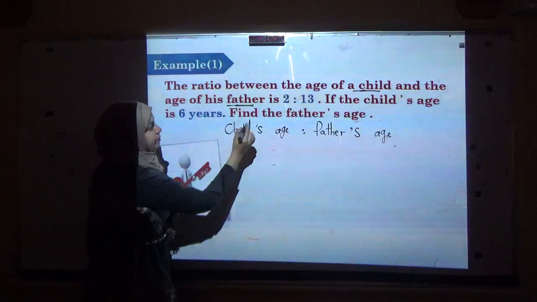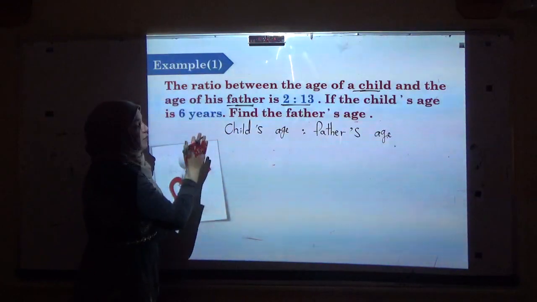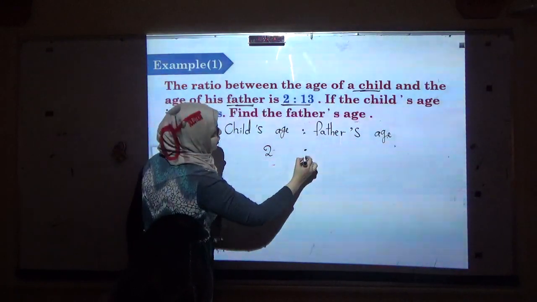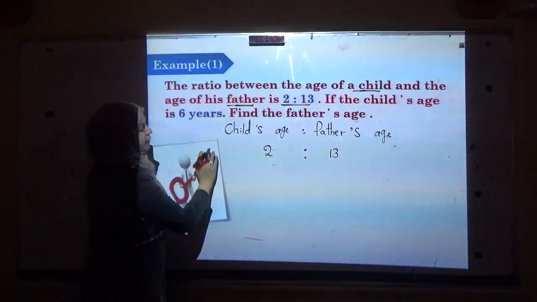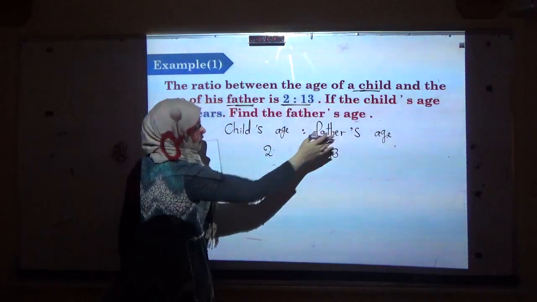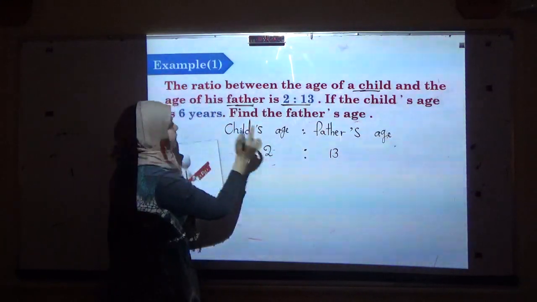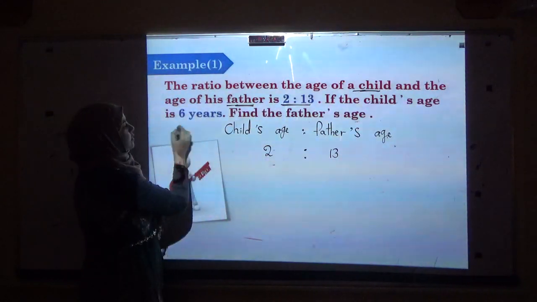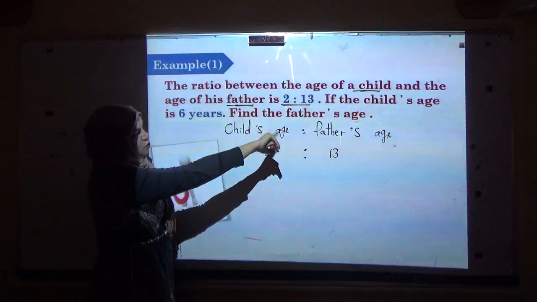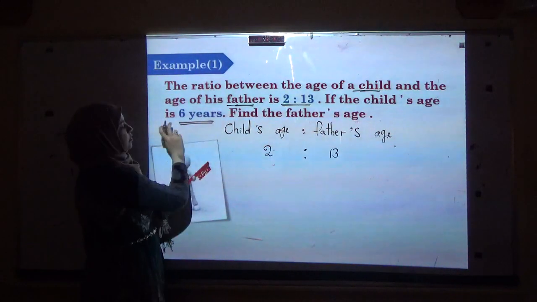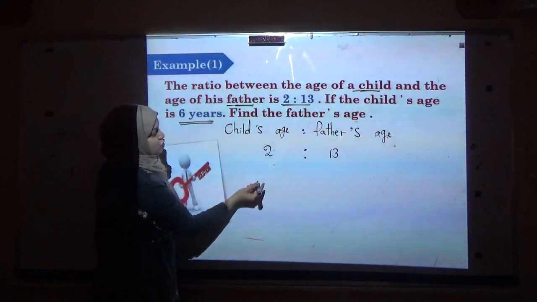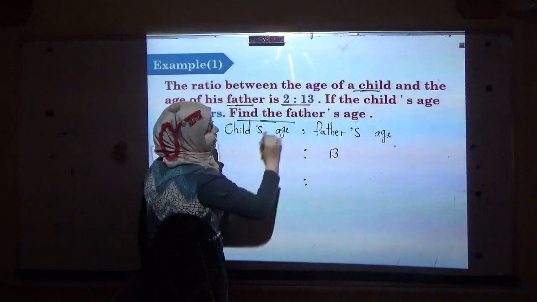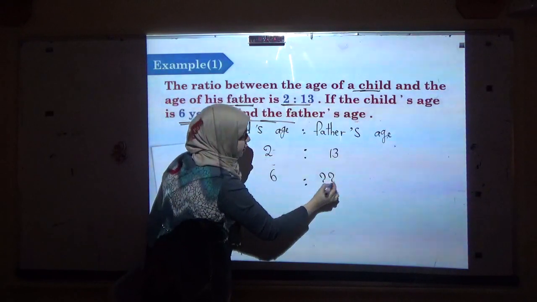The second step, put this ratio in its correct order, 2 to 13. So the ratio between child age to father's age, 2 to 13. The third step, put the real values. Here he gave you the value, the child's age, 6 years. So we will put 6 under the child's age, 6. And wanted to find the father's age, so put question mark.